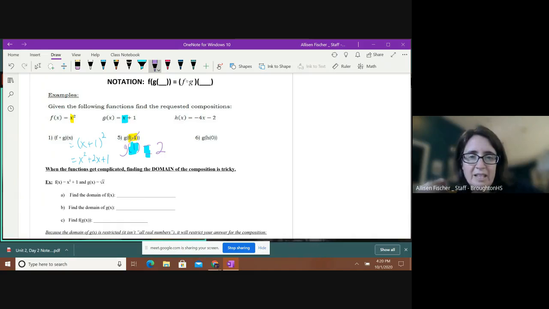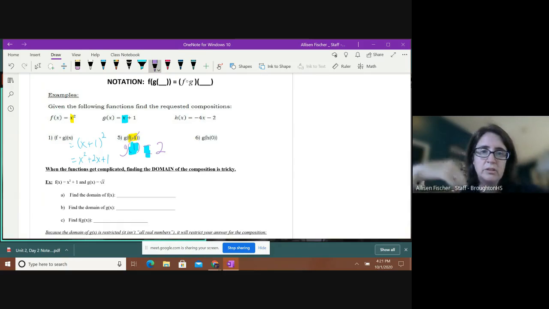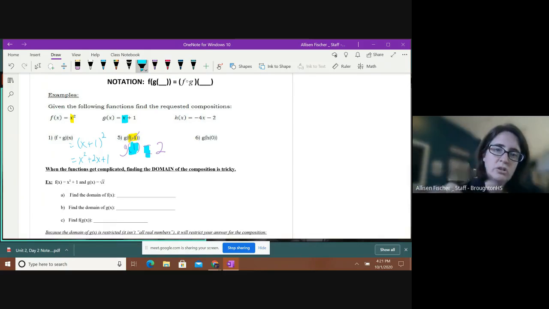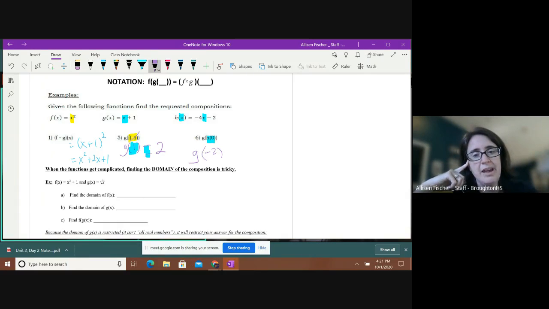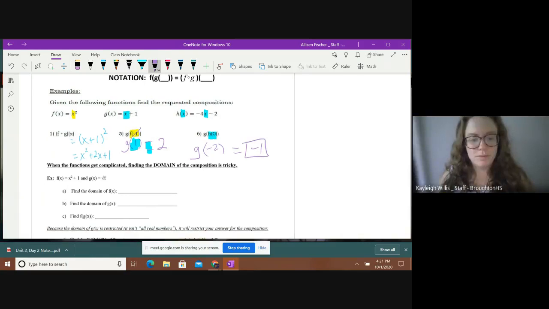All right. The last problem here says g of h of 0. So for h of 0, we are going to put 0 as the input into h. So put that in for your inputs there. And -4 times 0, subtract 2 is going to give you a -2. Do the rest of the problem. g of -2 means you're going to take -2, put that as the input into the g function, and you simplify and get -1. Whoop, whoop.